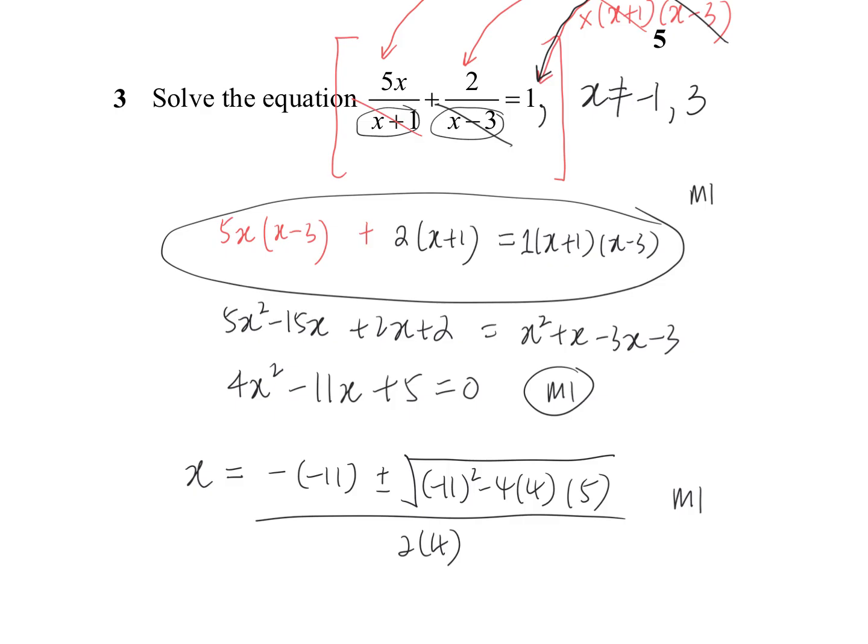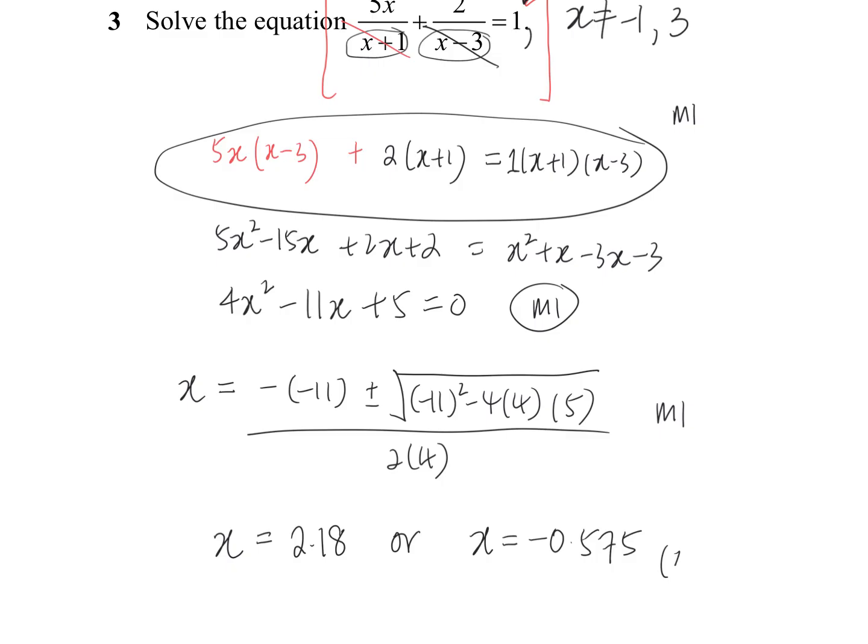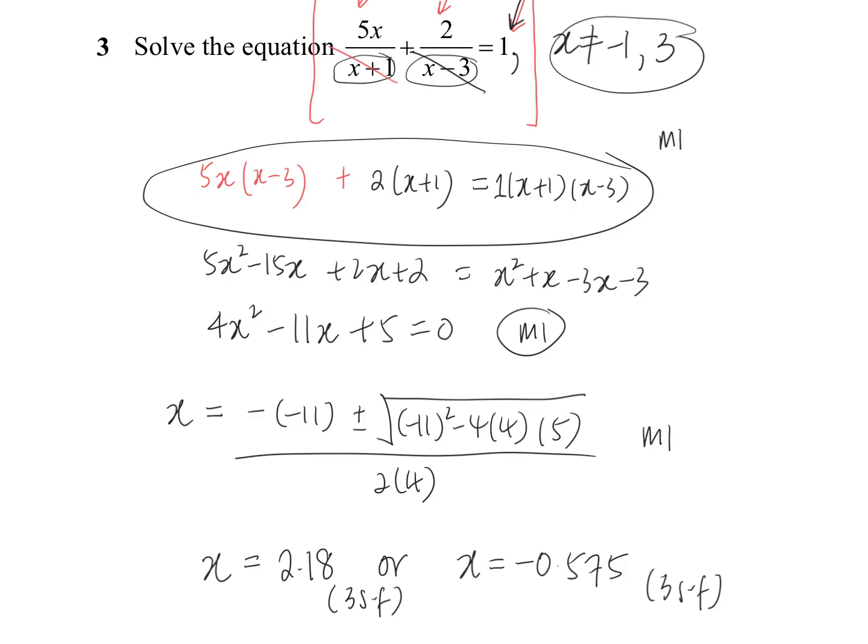Some of you did completing the square, some of you did factorization, which can't do. So if you do completing the square, you also get the mark if your method is right. So two final answers. One is 2.18. The other one is negative 0.575. Not 0.58. It's 3SF. And then you check, is none of these, so nothing to reject. It is just these two answers. Okay, always check if you need to reject.